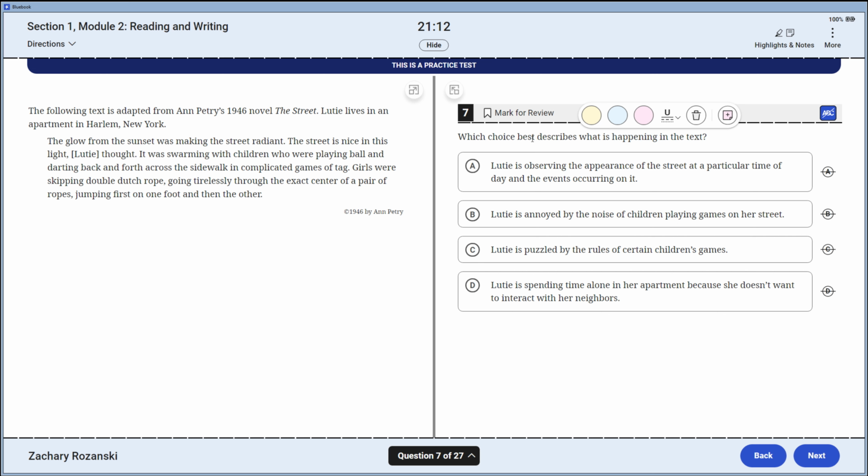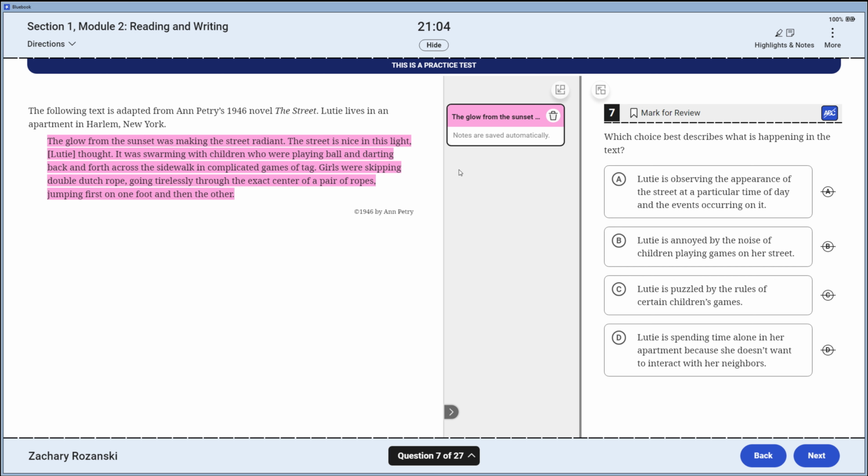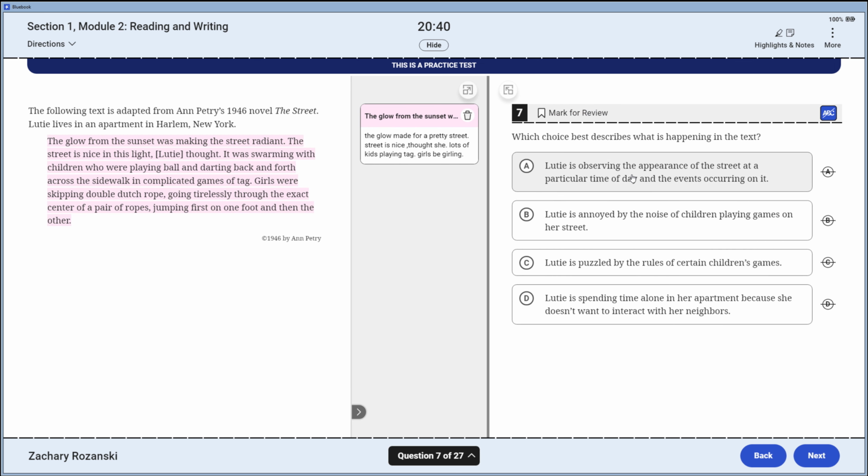Good. Which source best describes what's happening? I don't know if this is an "according to" or "based on." So, we got time. The glow made for a pretty street. Street is nice, thought she. Lots of kids playing. Tag, girls be girlin'. Okay, I guess that's it. Ludi's observing the appearance of a street at a particular time of the day. Yes, sunset. And the events occurring. Yeah, kids playing. I like this. This is what's happening in the text.